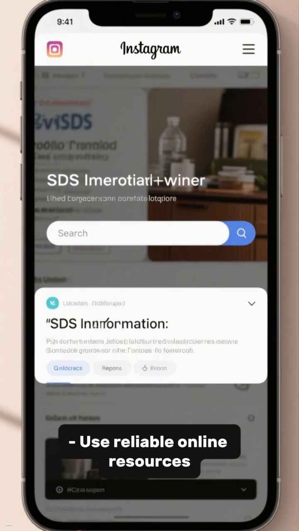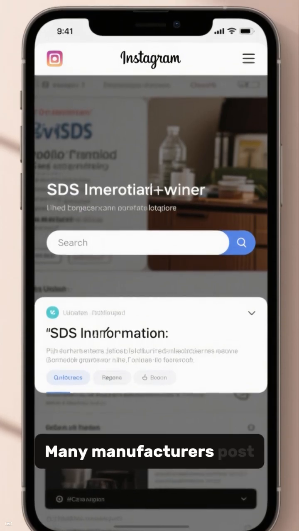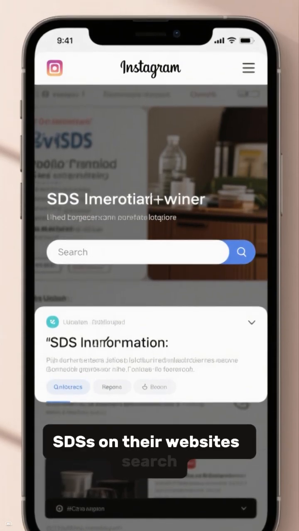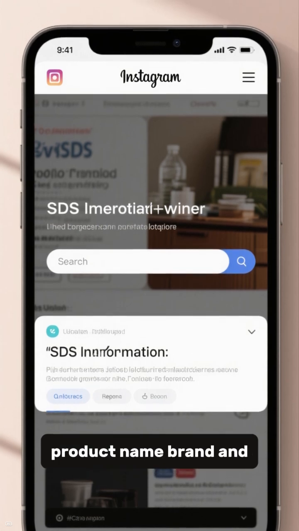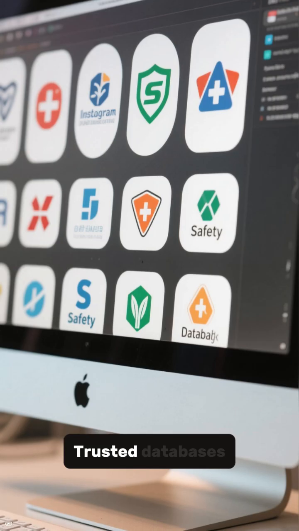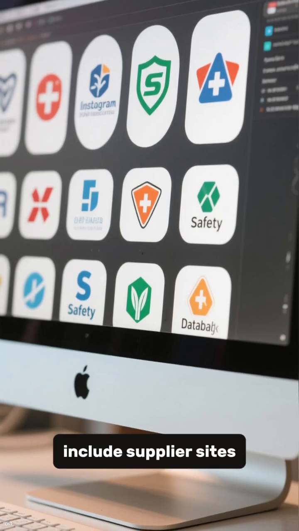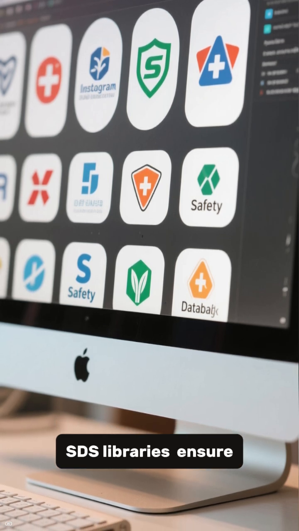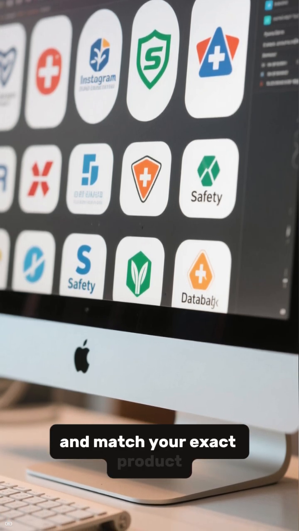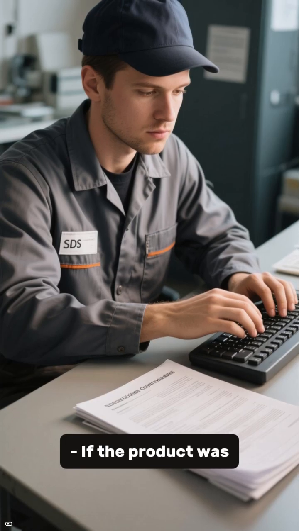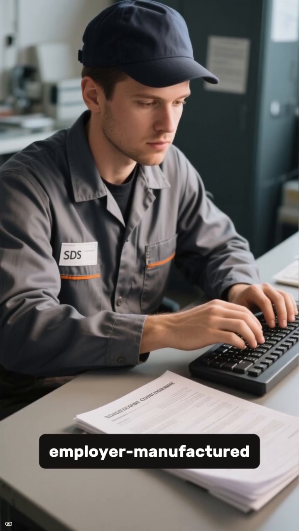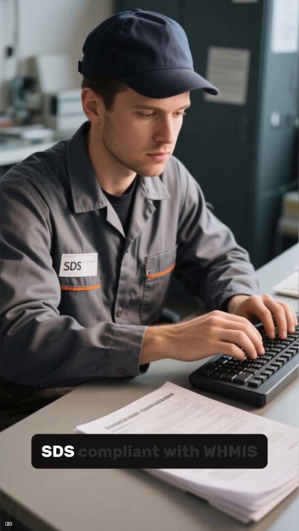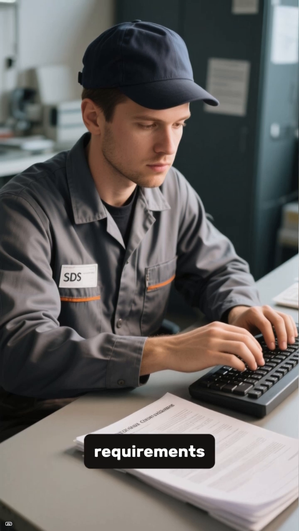Use reliable online resources. Many manufacturers post SDSs on their websites. Search by product name, brand, and SDS. Trusted databases include supplier sites, CCOHS, or third-party SDS libraries. Ensure they're current and match your exact product. If the product was produced in-house, employer-manufactured, prepare a workplace SDS compliant with WHMIS requirements.